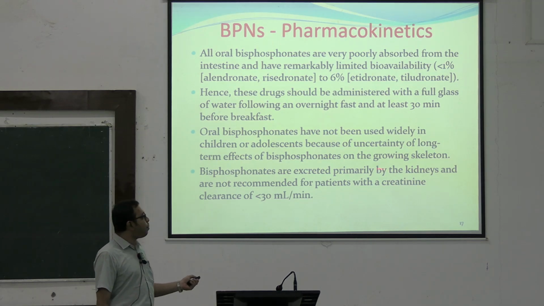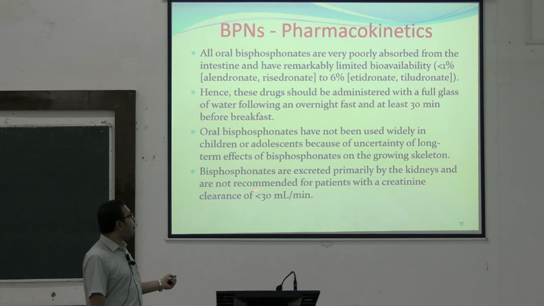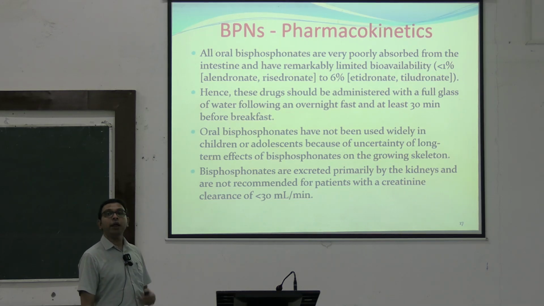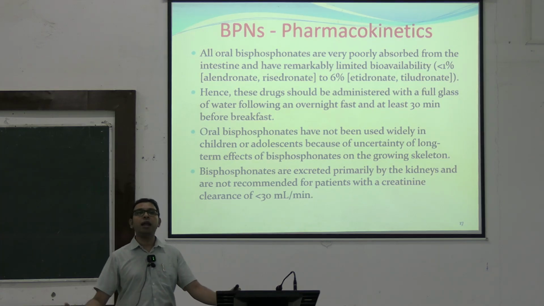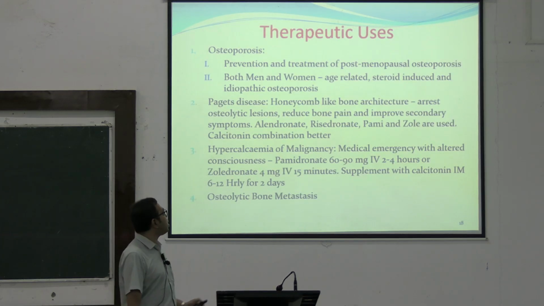Bisphosphonates are excreted primarily by the kidneys and are not recommended for patients with chronic kidney disease where the creatinine clearance is less than 30. So in chronic kidney disease, and in patients on dialysis, we should not use bisphosphonate therapy.